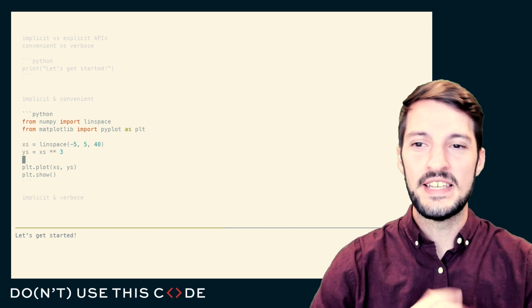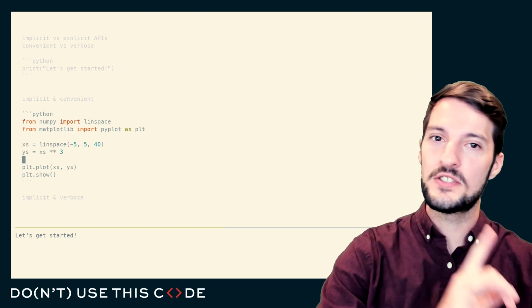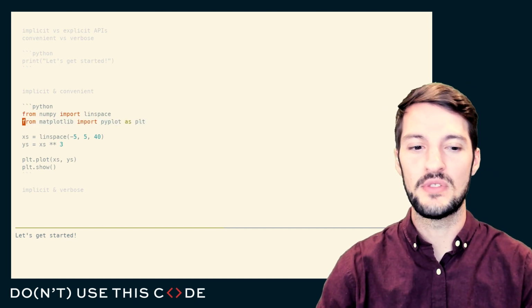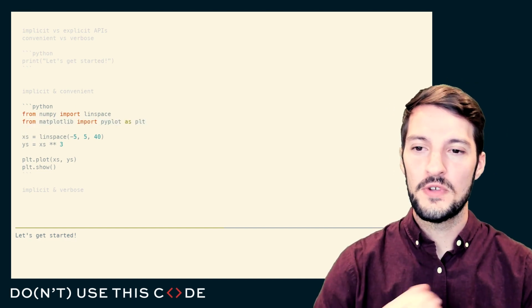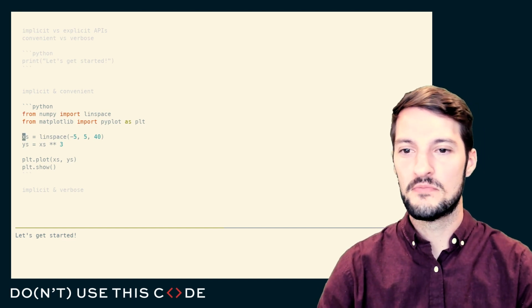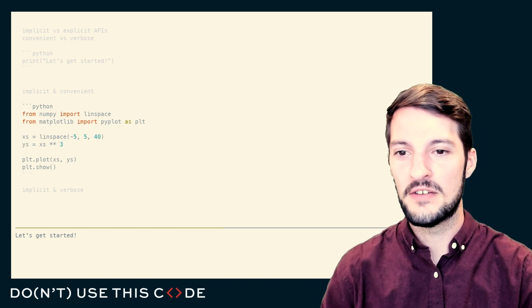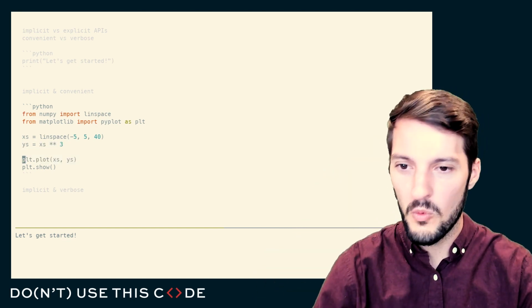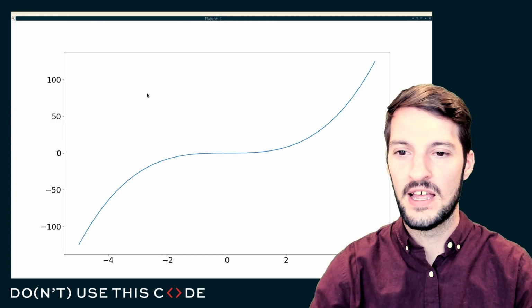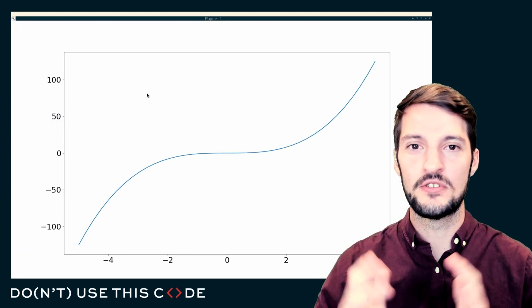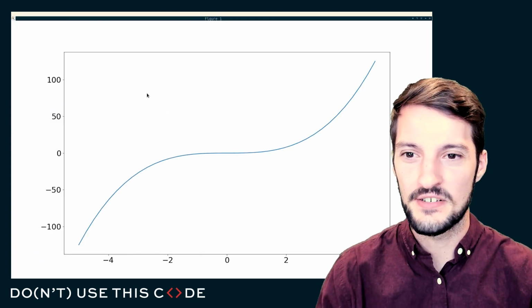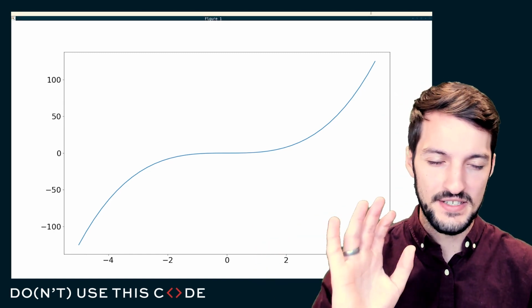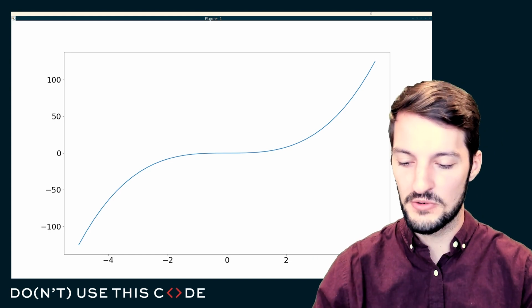So, an example of this implicit but also convenient API is something like the PyPlot interface. In this example, I've set up just some x's spanning from -5 to 5, and then I have cubed those values, and in one line of code, I can produce a plot. This is fantastic, right? I don't need to really think about the visualization. All I'm saying is just plot these x's and y's as a line and just show me what comes out.